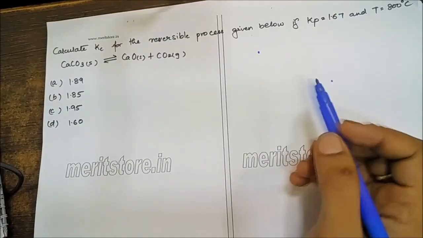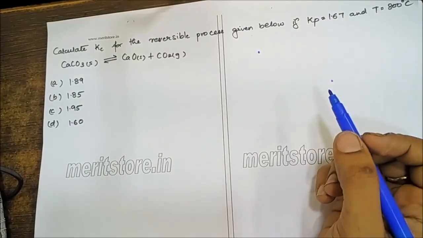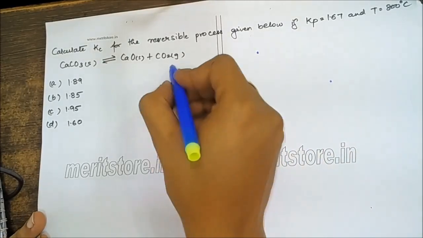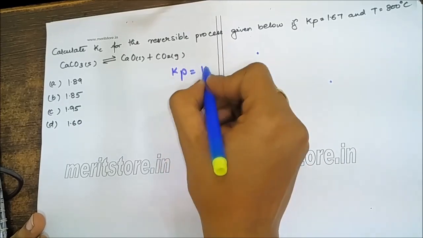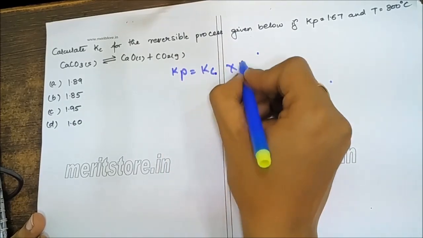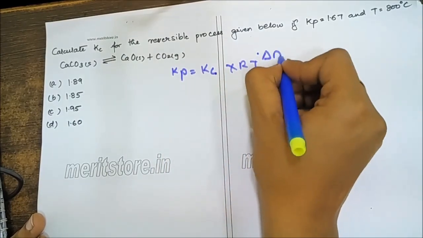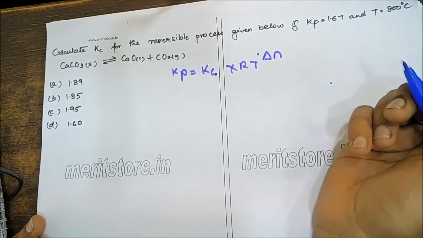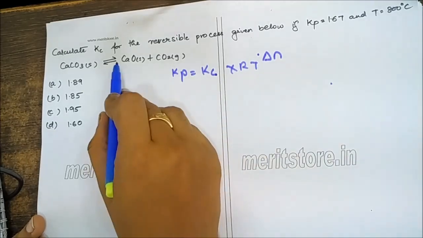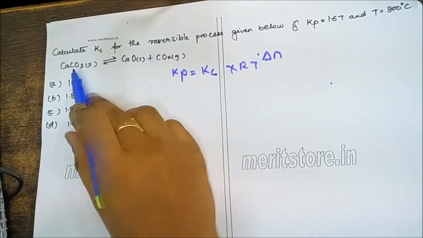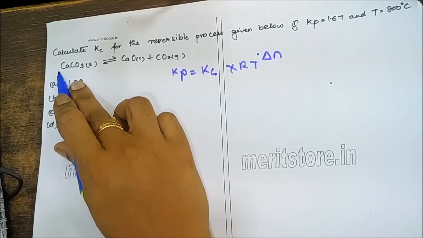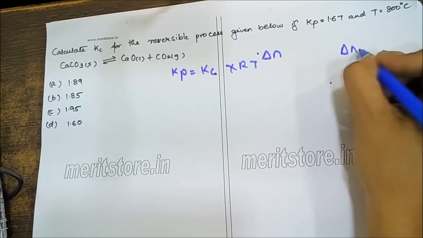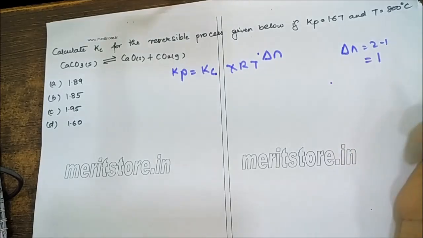Calculate Kc for the reversible process if Kp is given and T is given. Now we know the expression for Kp is Kc into RT raised to delta N. What is delta N? Delta N is the sum of the moles of the product minus the sum of the moles of reactant. So 1 plus 1 is 2, and here there is only 1. So 2 minus 1 is 1. So delta N here would be 1 only.